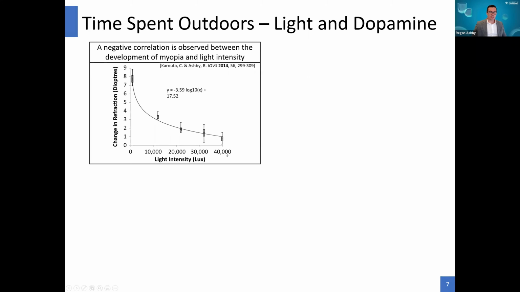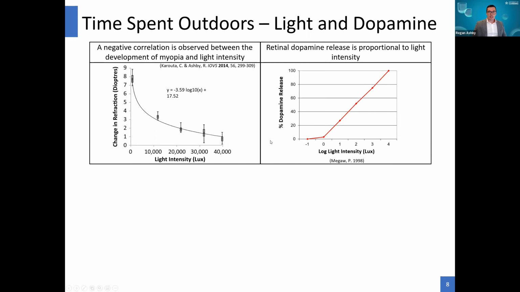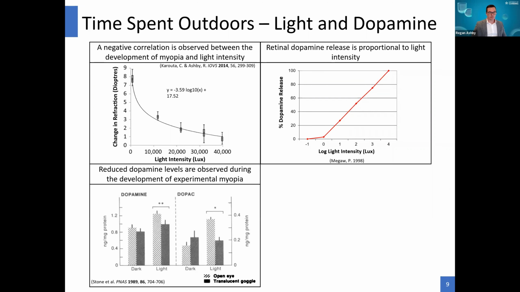And that's under here, you can see under a light intensity of 40,000 lux, which is bright, but not even close to what you would actually experience if you simply went outdoors on a sunny day, where light intensities can reach anywhere from 100 to 200,000 lux. Importantly, dopamine release from your retina is also light dependent. The greater the light intensity, the greater the release of dopamine. So the brighter the light, the less myopia we develop, the brighter the light, the more dopamine we release. So it correlates strongly that dopamine may have a role in this protective effect.